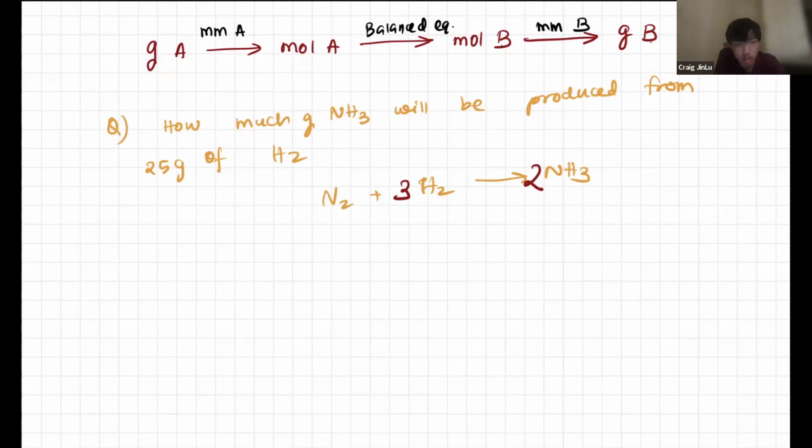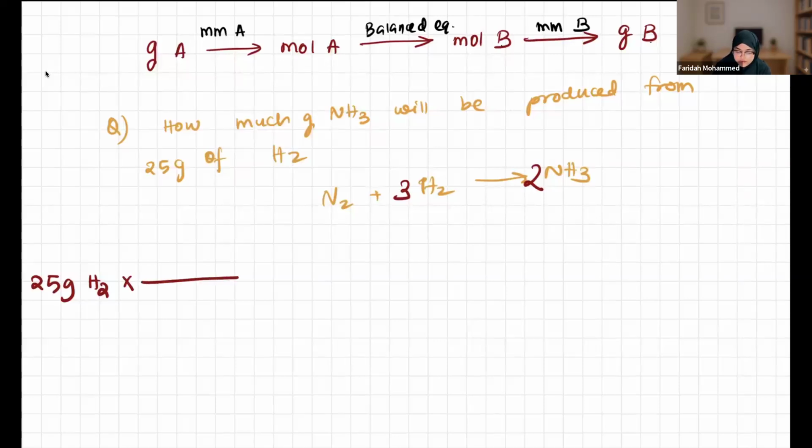Okay, always start with whatever is given to us. We're given grams of hydrogen, which is our A. Start with the number, unit, and identity, and write it down. So, 25 grams of hydrogen. Now you look at which position you are in right now and where you want to go, and what relation you have to make. We're on grams of A, and we're trying to find grams of B.